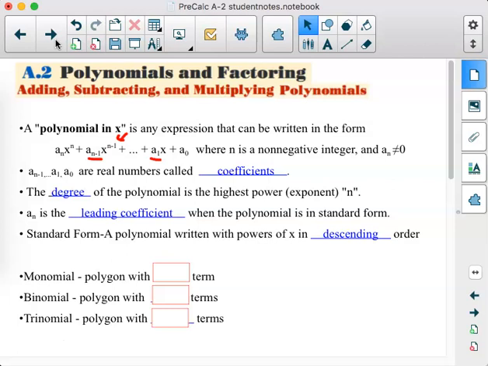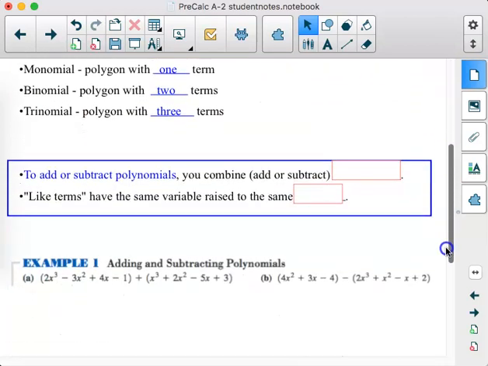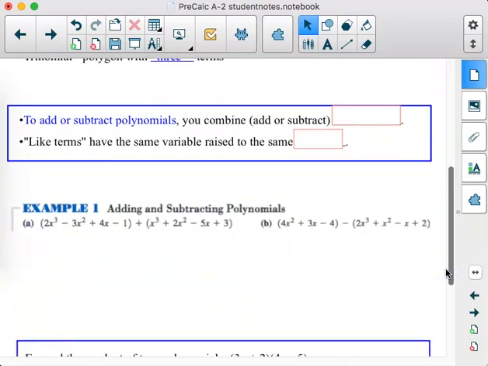A monomial is a polynomial, not polygon, with one term. A binomial is a polynomial with two terms, and a trinomial is a polynomial with 3 terms. Now, we have to add, subtract, and multiply. Eventually we'll divide, but not in this lesson.